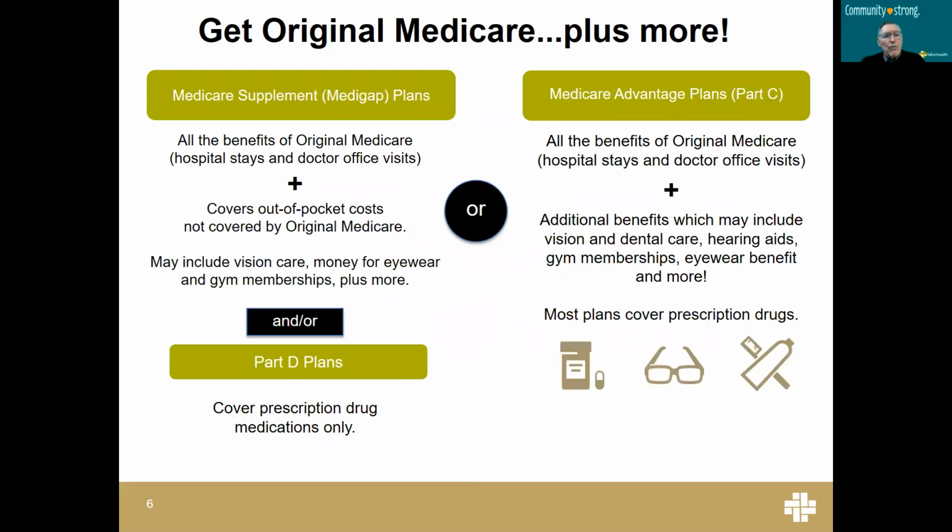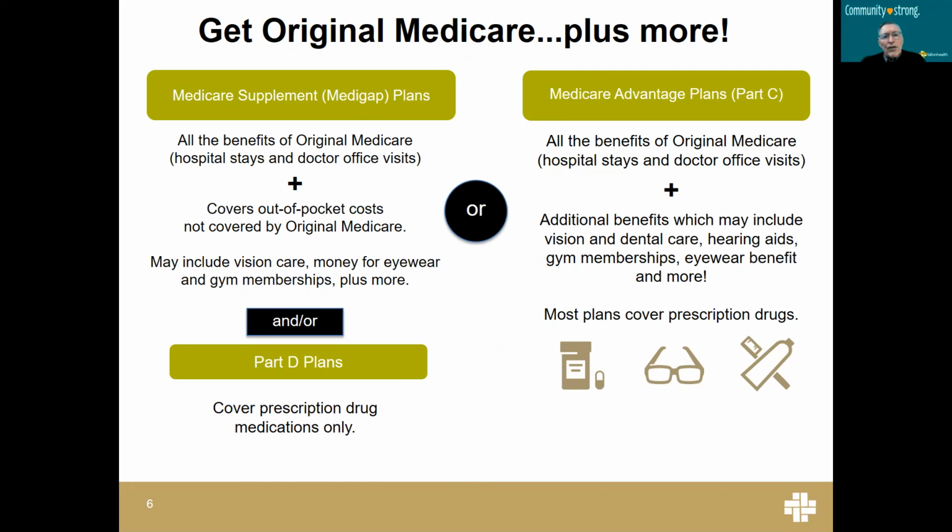If you decide that you want more coverage than what's provided by Original Medicare alone, you have some options. So if you do select to go with the Medicare supplement Medigap plan, you may also be eligible to receive additional benefits that cover the out-of-pocket expense not covered by Medicare, and also include vision care, money for eyewear, gym memberships, and more. And of course, with the Part D plans, you'll have coverage for your prescription drugs.